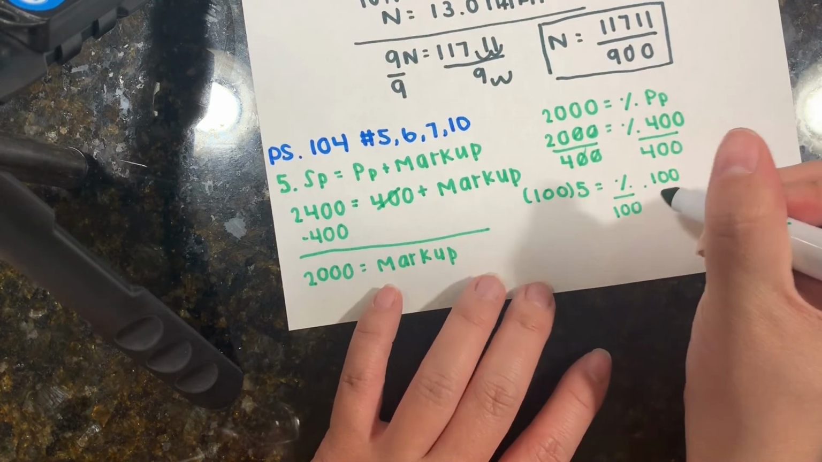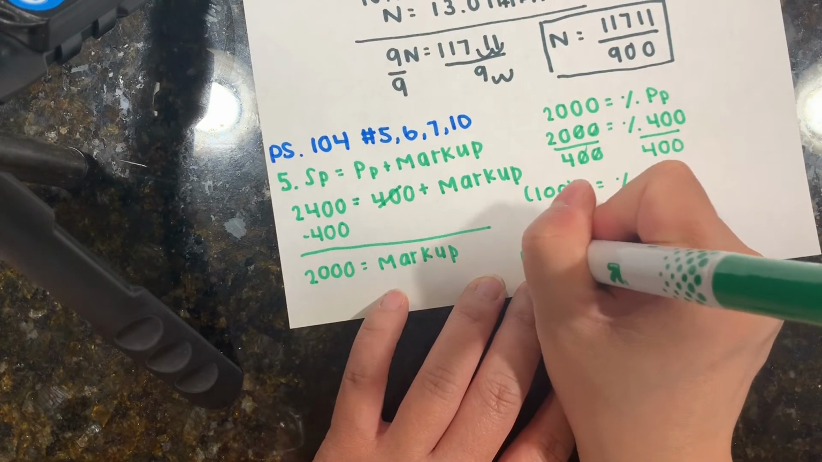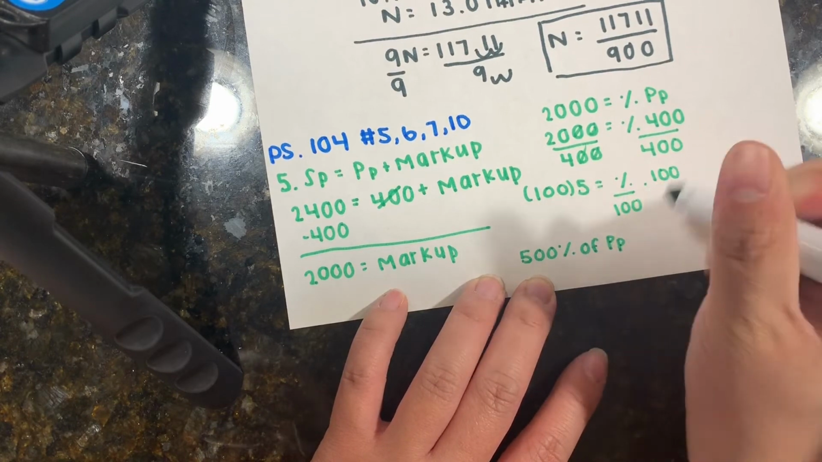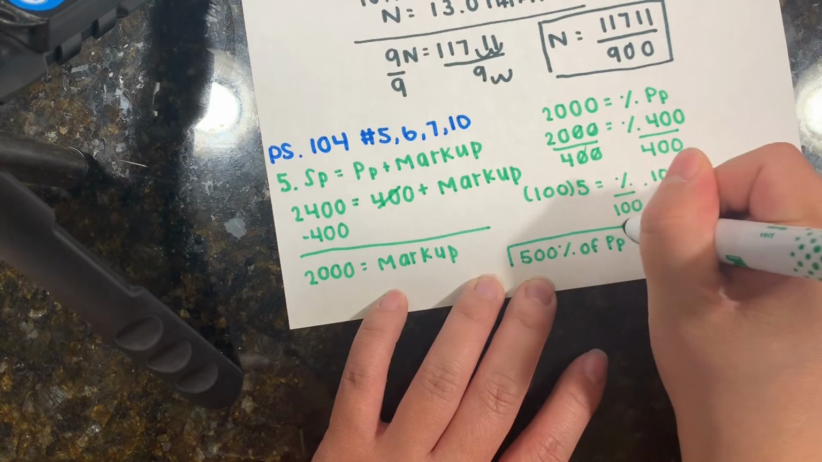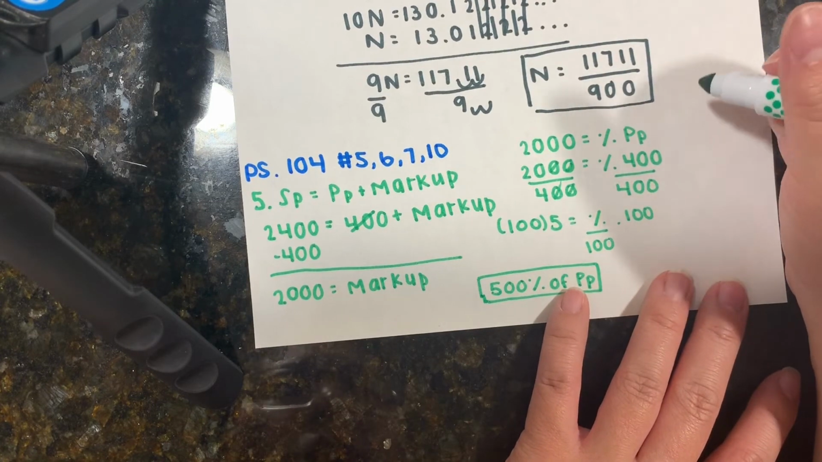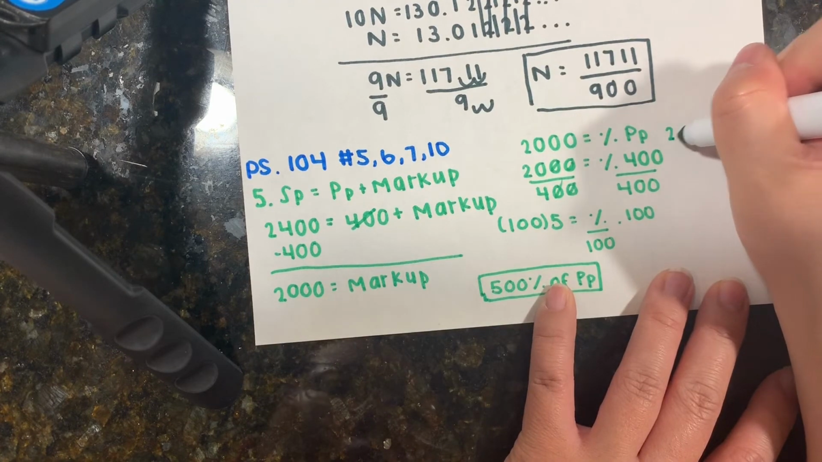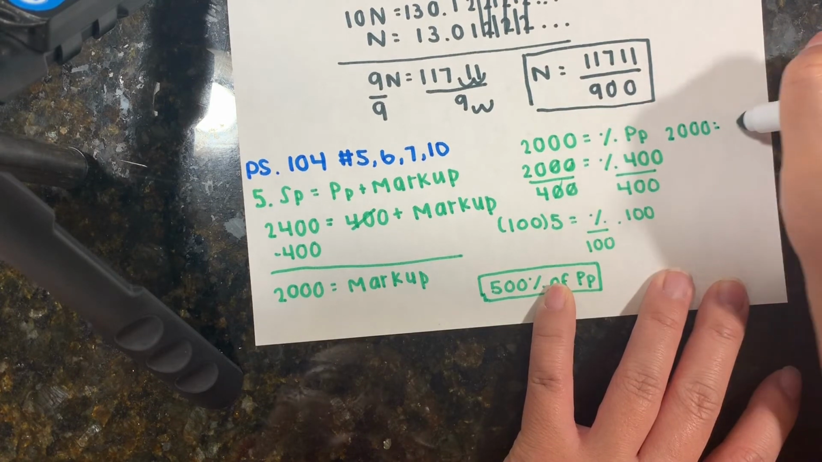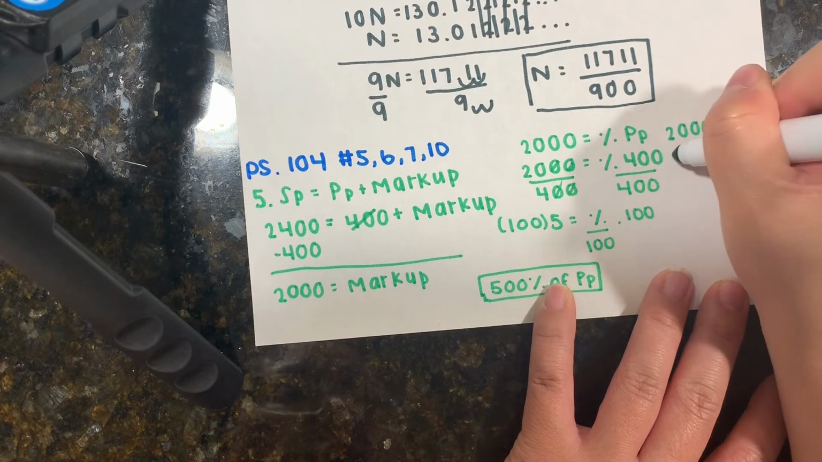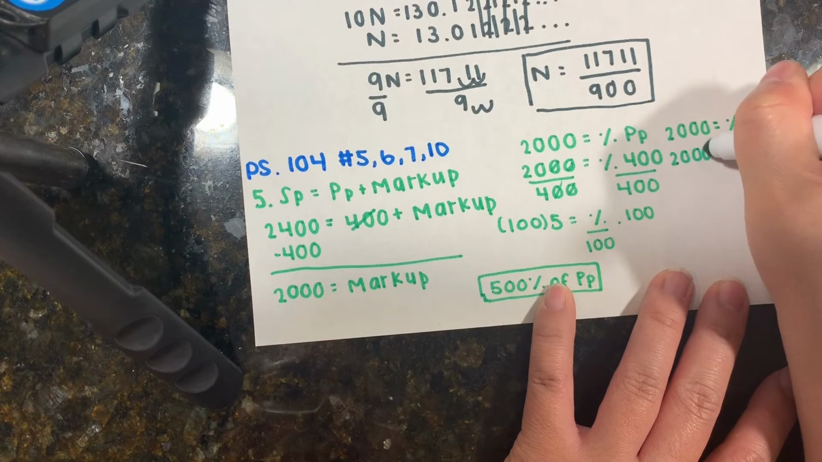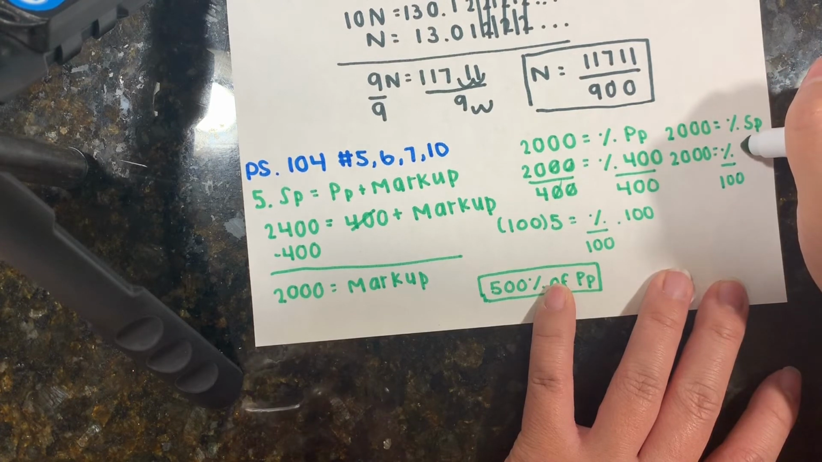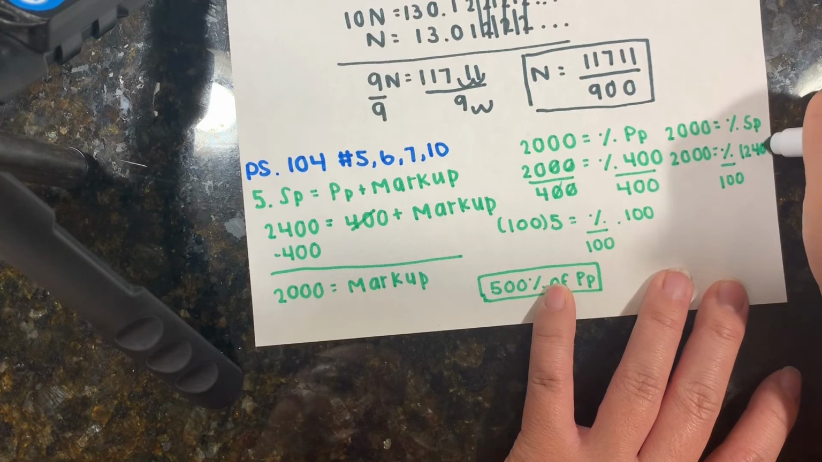So I get, it would be 500% of the purchase price. And then for the other one, I would do 2,000 equals the markup. And this time it's going to be the percent of the selling price. And so again, percent's always over 100. And my selling price is 2,400.